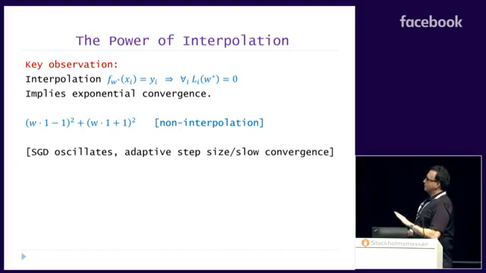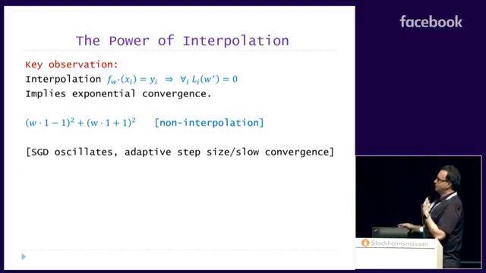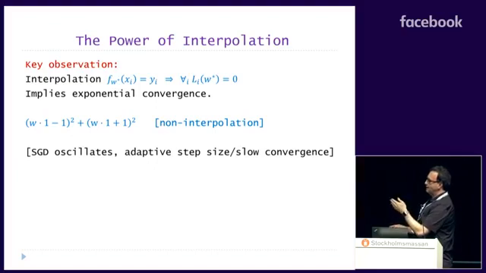Take the following quadratic loss function, which you can think of as having just two data points, 1 and minus 1, and 1 and 1. And there is one parameter. Of course, you cannot have interpolation here, since there is no value of the parameter which minimizes both of these at the same time. So if I am to do stochastic gradient descent for this function, what am I going to do?